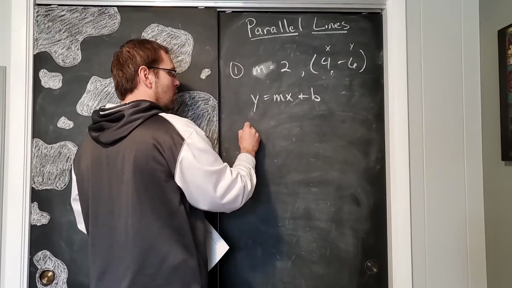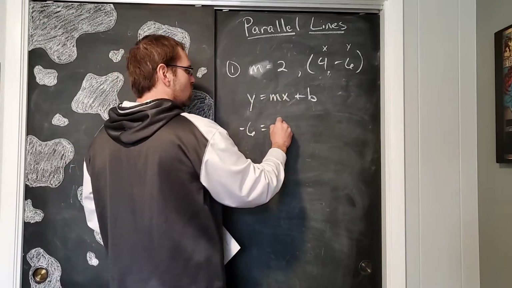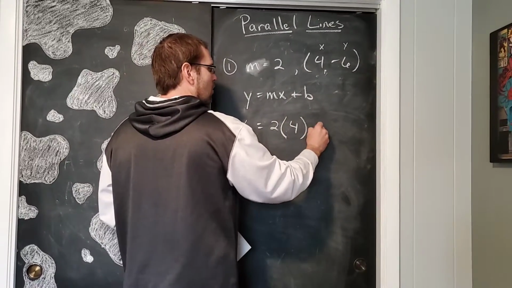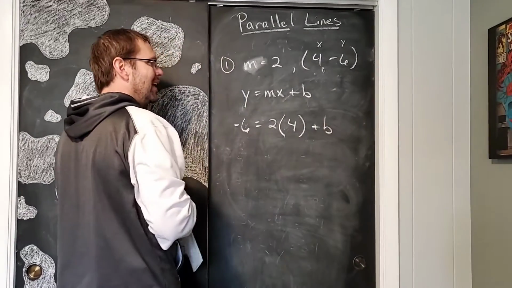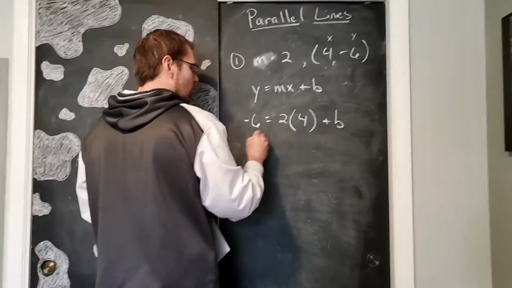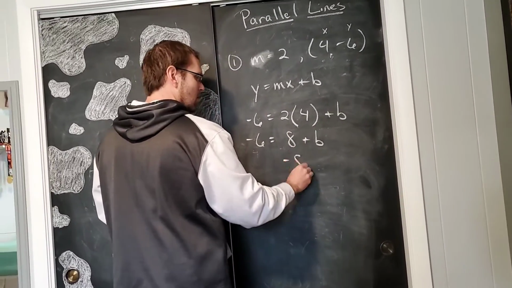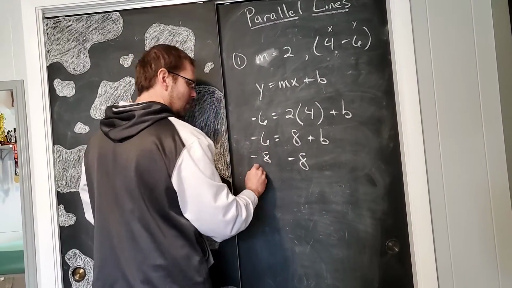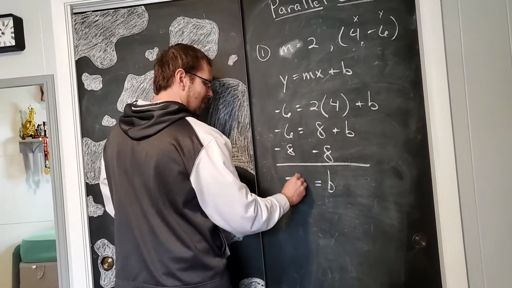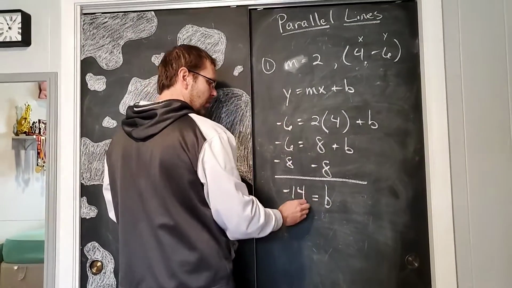So y, -6, equals m, which is 2, times x, which is 4, plus b. All I'm doing is finding b, so I can write an equation because I already have m. So -6 equals 8 plus b, minus 8, minus 8. I end up with b equals -14. So I've got m equals 2, b equals -14.